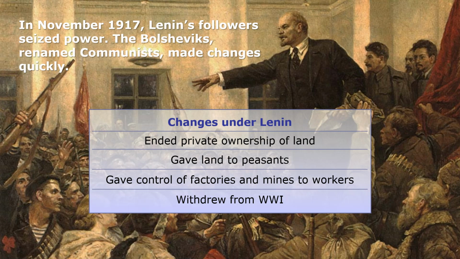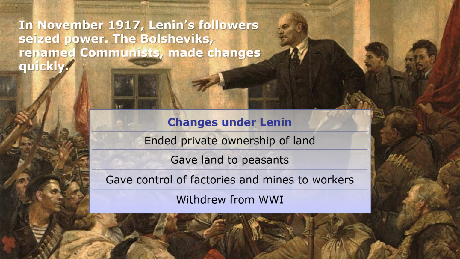And very quickly, Lenin ends private ownership of land. Again, that's something that Karl Marx would have stood for. He gives that land to the peasants, so he's going to endear himself to the peasant population right away. He gives control of the factories and the mines to the workers. Again, that's very communist in philosophy. And he also withdraws as an ally in World War I.